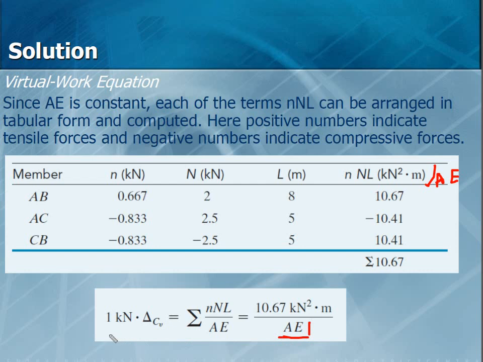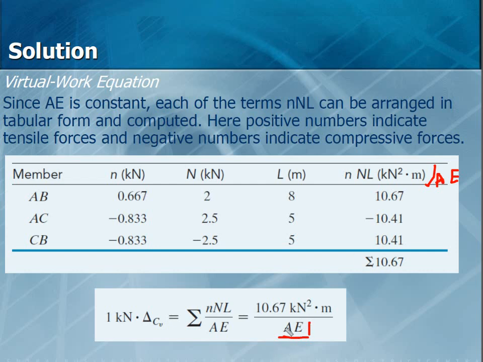Then we used the virtual work equation, which is 1 kilonewton times delta for point C vertical, equal to the summation of them. If you are working with the table, the summation of those values gives you something here, which you then divide by AE. But remember, this is only when A is equal for all the members. If not, you have to bring A inside as well, and then divide by E if E is constant.